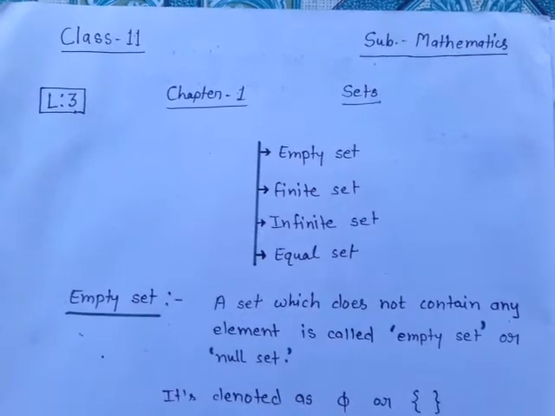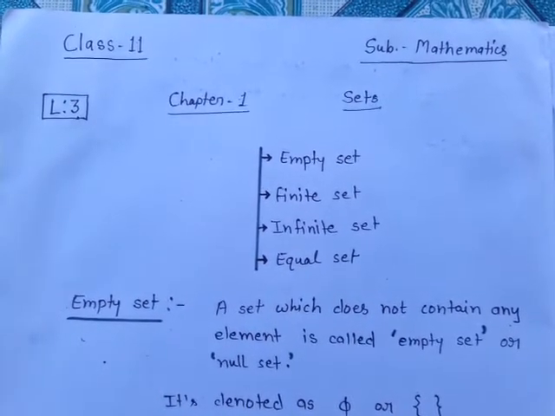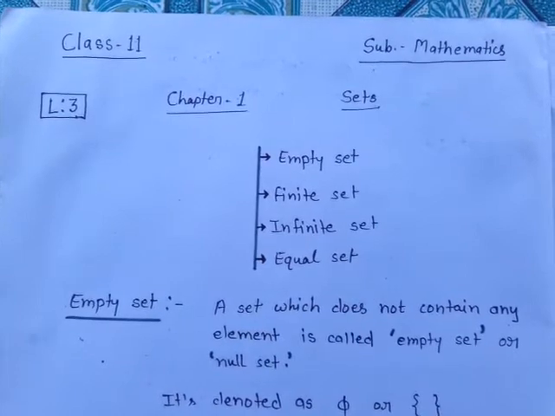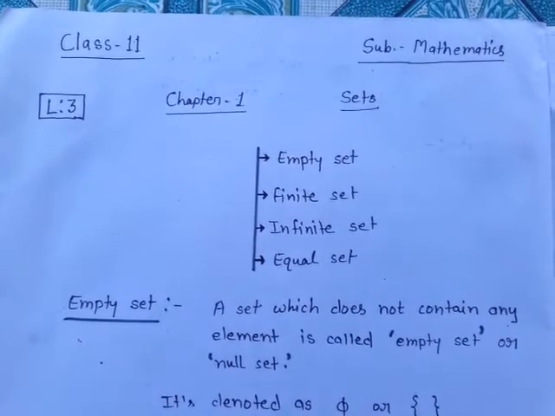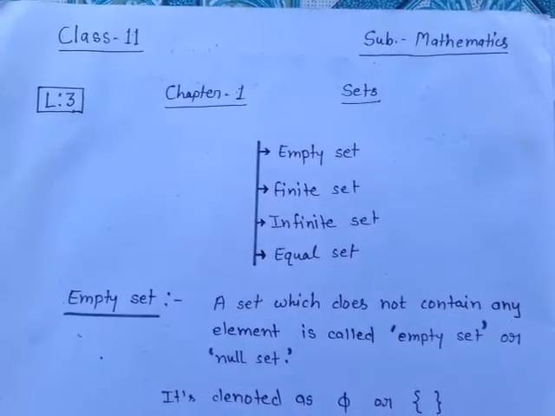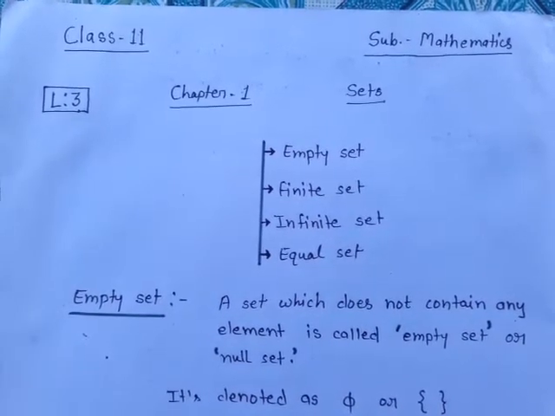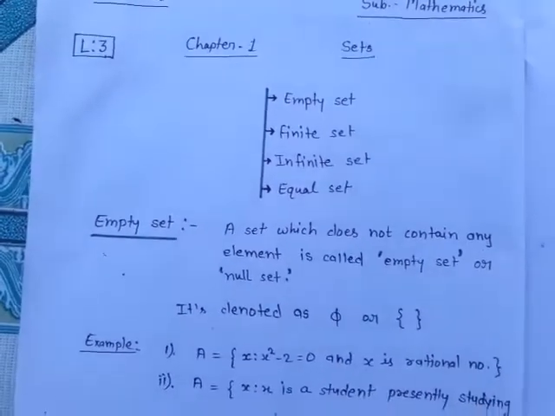In the previous lecture we discussed sets, their representation, roster form, and set builder form. Here we discuss some types of sets. Now the types are empty set, finite set, infinite set, equal set, and so on. I start with the first topic, empty set.